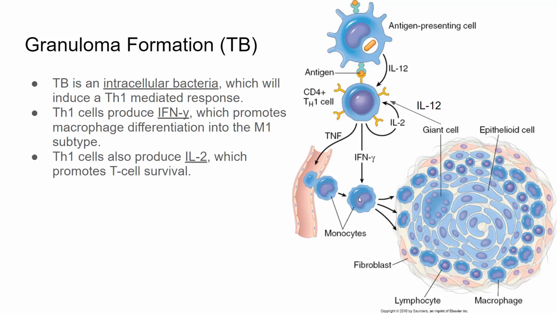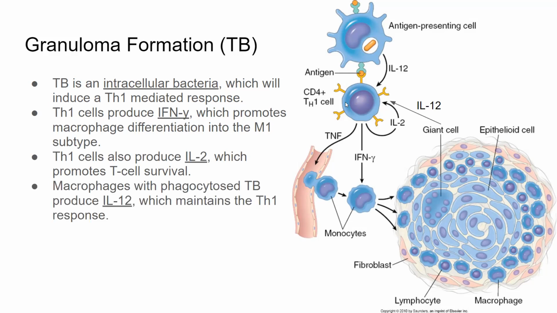Okay, next, these Th1 cells will also produce IL-2, and that promotes the survival of themselves, basically. It's like a self-protective signal. And this is a case where IL-2 is acting on a CD4 cell, not a CD8, but it affects both. Next, macrophages with the TB will produce IL-12, okay? That's one of the signals that they produce when they're converted to M1 macrophages. And then that IL-12 will act on more naive T cells to produce more Th1 subtype, okay? And then the cycle continues.